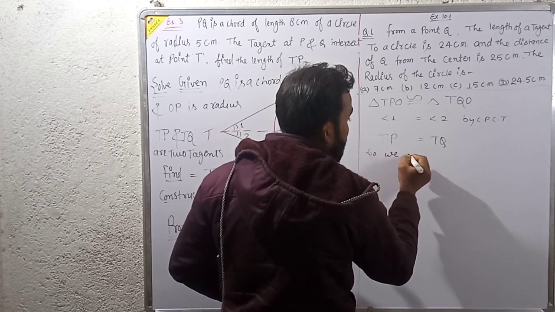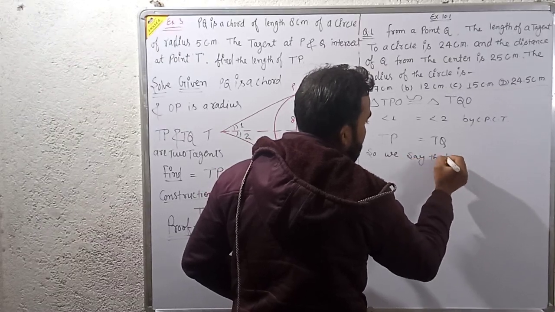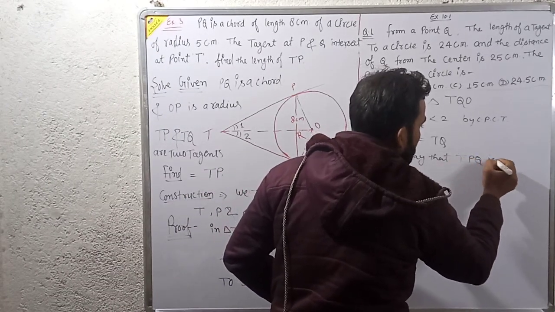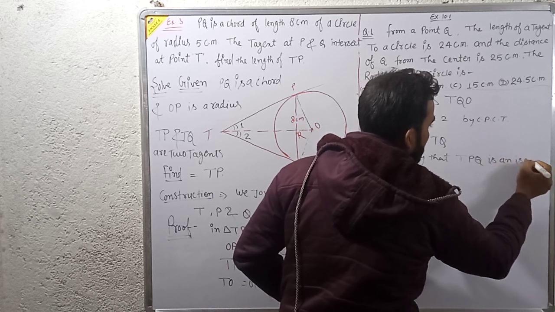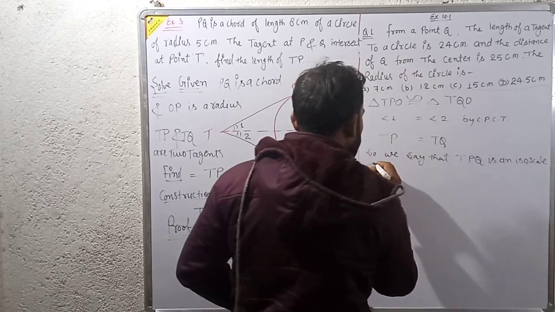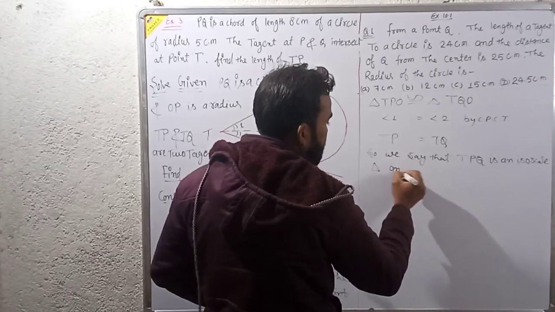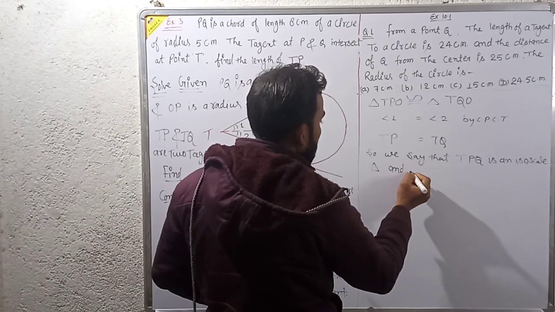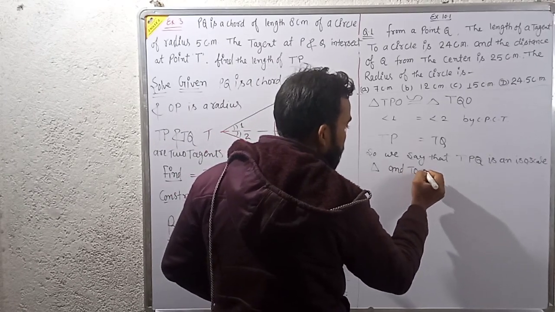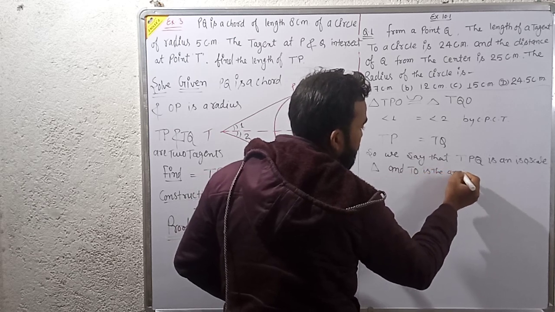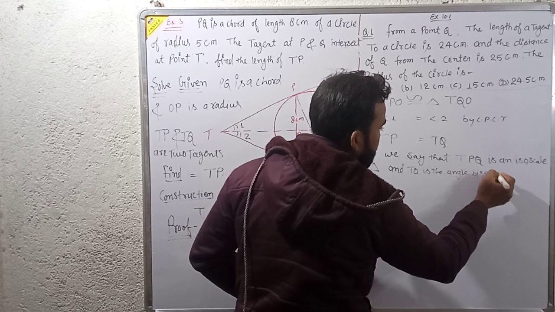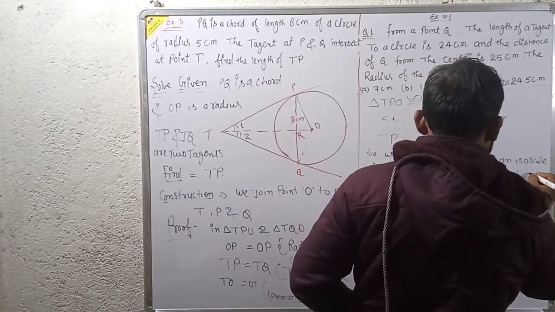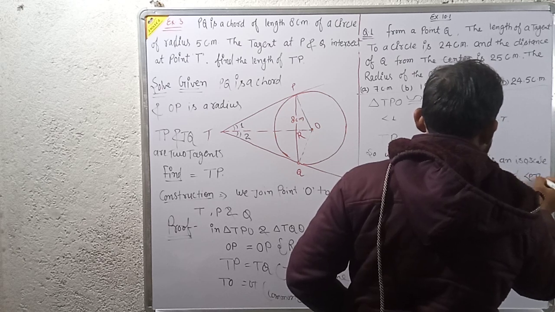So we say that TPQ is an isosceles triangle and TO is the angle bisector of angle PTQ.